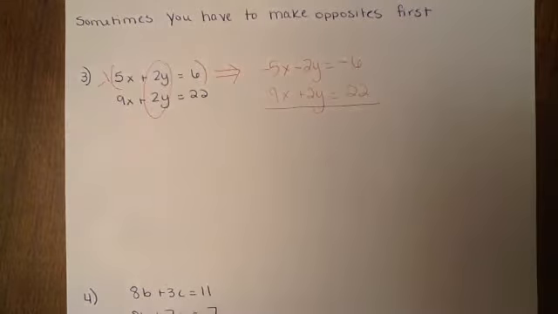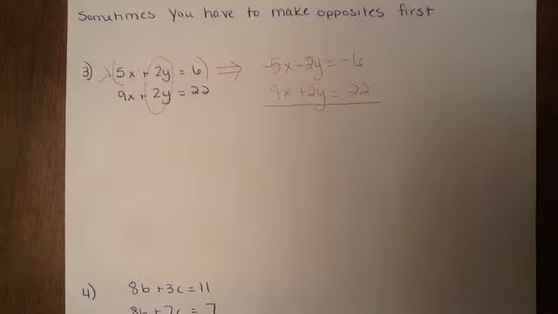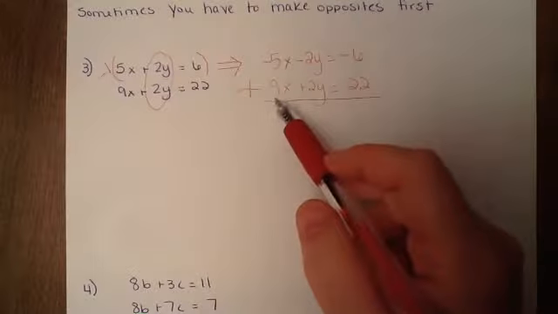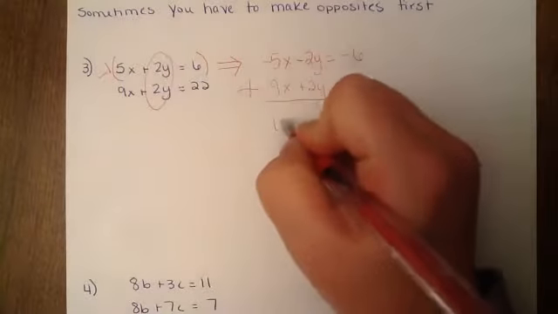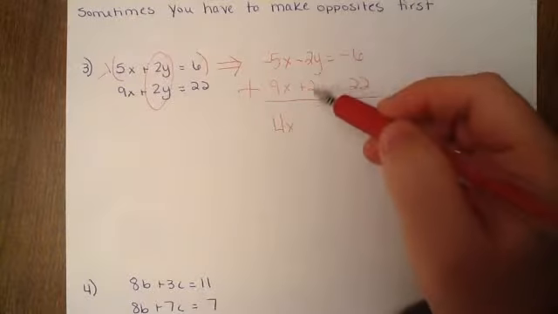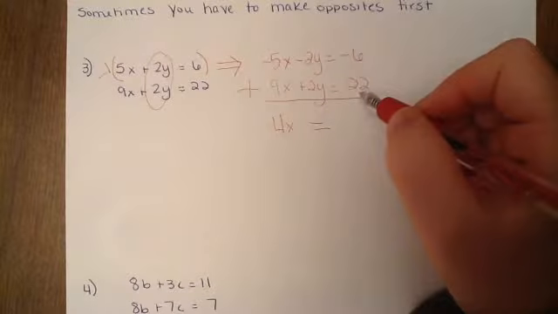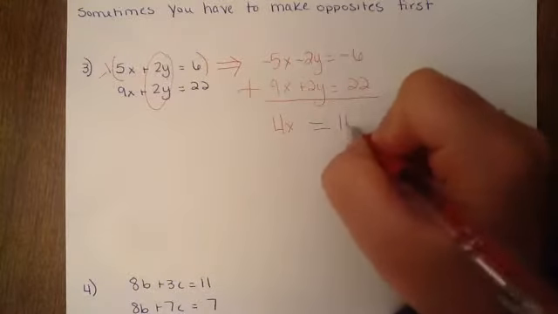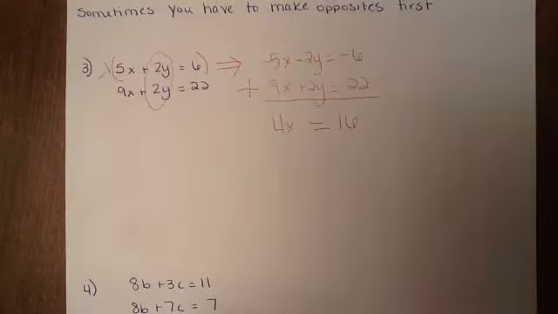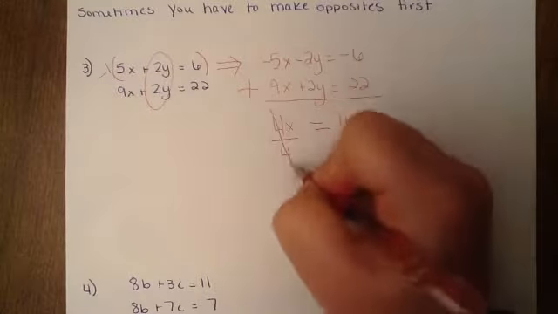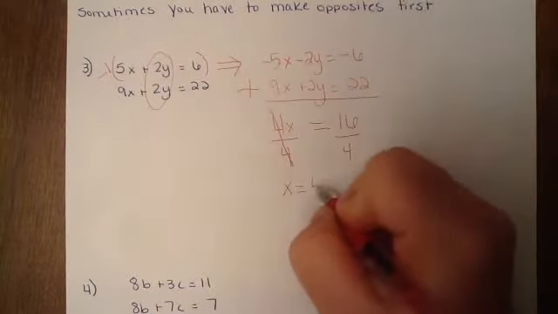So for this one, we had to create opposites. Now do we have opposites? Yes, the y's are opposite, so they will eliminate. Make it one big addition problem. Negative 5x plus 9x is 4x. What did we say happened to our y's? They cancel. Negative 6 plus 22 is 16. And what do you do next? Divide by 4. X equals 4.